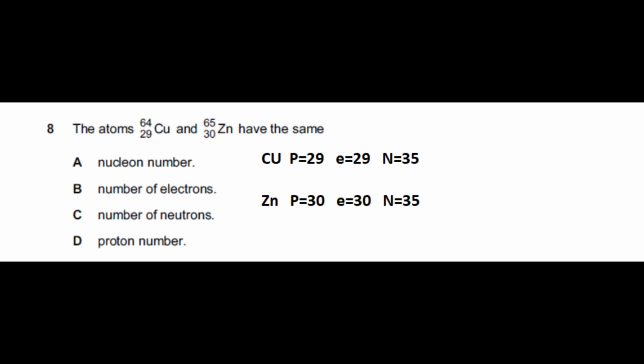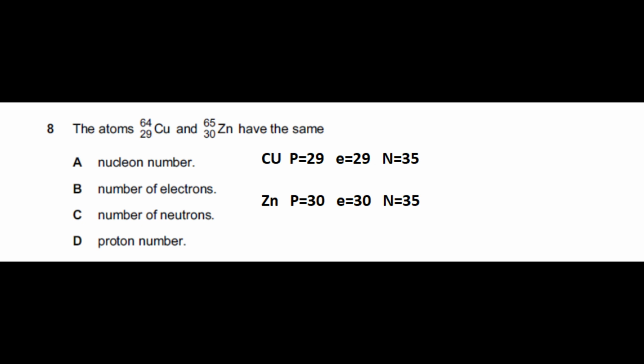The next question says the atoms copper and zinc have the same. They have given us the proton numbers and the nucleon numbers. In an atom, the number which is written as a subscript is the proton number most of the time, but sometimes it is written as a superscript. So what is the indication of atomic number? Atomic number is the smaller number written on the atom and the bigger number is the atomic mass. Atomic mass is the number of protons plus the number of neutrons, and atomic number is just the number of protons.